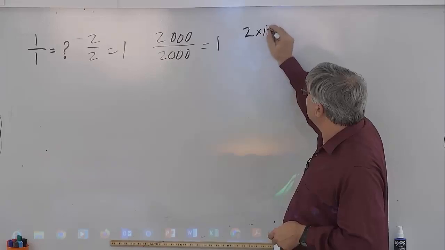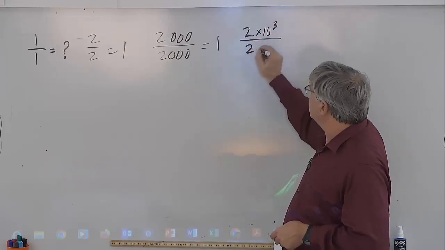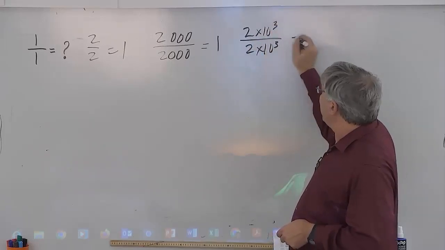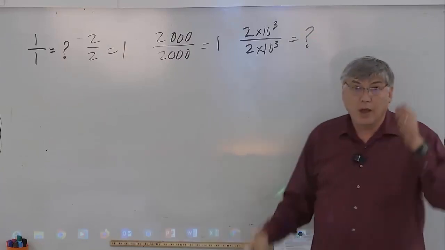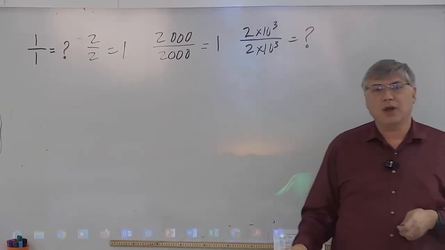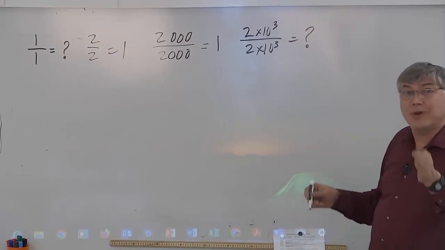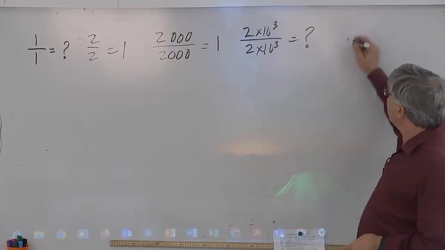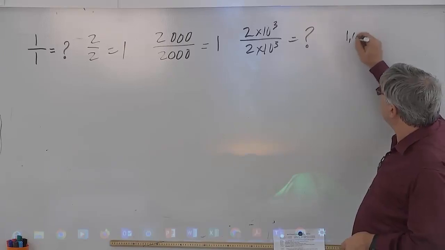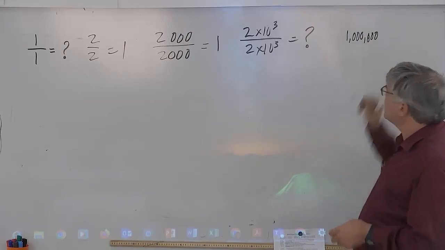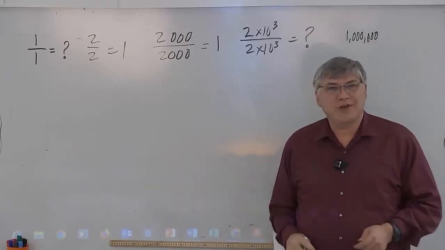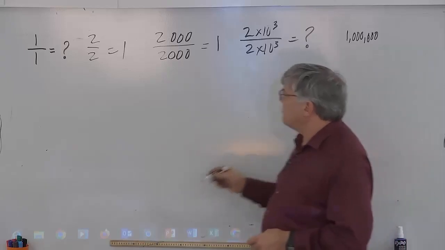2 times 10 to the 3 divided by 2 times 10 to the 3. I think we all know what the answer should be. It should be 1. But what happens is when you plug it into your calculator, which you should pause and do now, I think what you're going to find, some of you at least, is something like 1 million or some other number that's not 1. And here's the reason why.